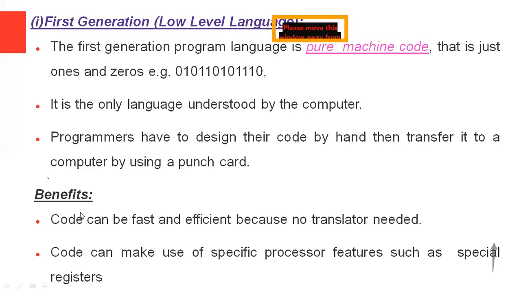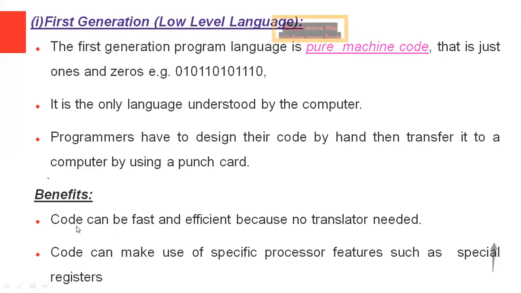Yes, so these are the advantages of first generation languages. Here code can be fast and efficient. Why? Because the computer can understand only machine code, right? Since the computer understands only machine code, the programmer writes the program in machine code, so it is easy for the computer to understand. There is no need for compilers or interpreters, because the programmer writes directly in machine code. So there is no usage of compilers, interpreters, or translators.